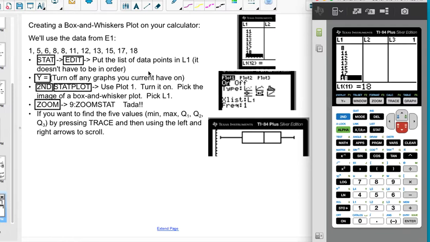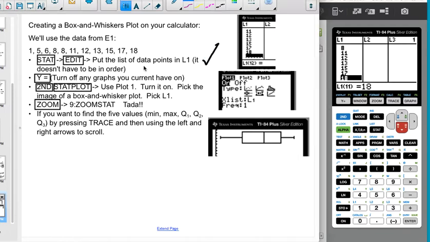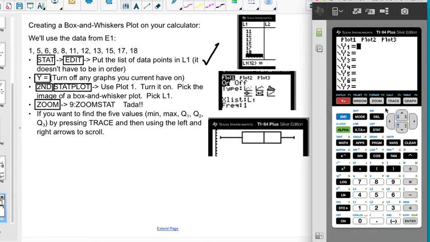After I do Stat Edit and put it in list 1, I'm going to go to Y equals, and I'm going to make sure I don't have any graphs on. What I mean by that is if I had something in here like this, I want to see how that's on. I want to go over to that and turn it off. Now, I didn't have anything in there, but let's say I did. That's what I want to do. And then I'm going to quit out.